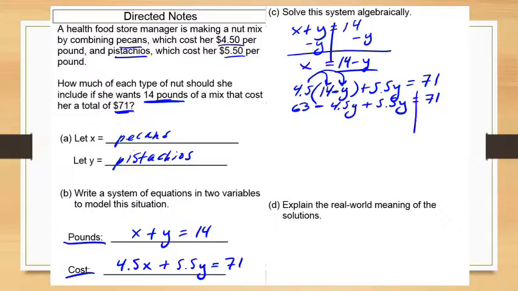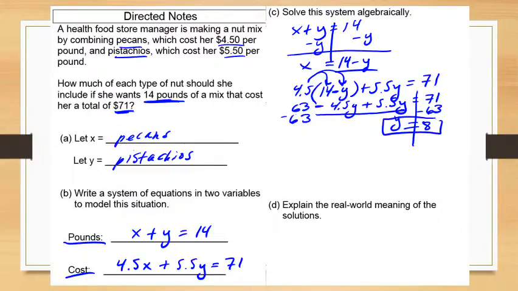Now I'm going to combine some like terms. I'm going to subtract 63 from each side, and at the same time, I'm going to combine these right here. Negative 4.5y plus 5.5y is just going to give me y, that would give me 1y. So I'm going to say y equals 71 minus 63, which is 8. So I think that y equals 8.